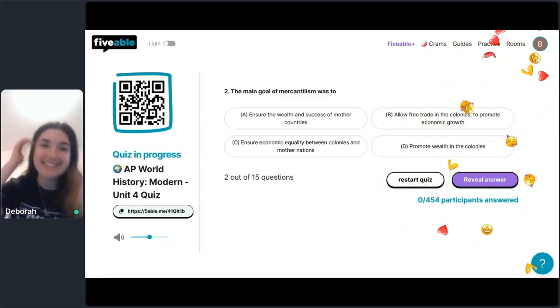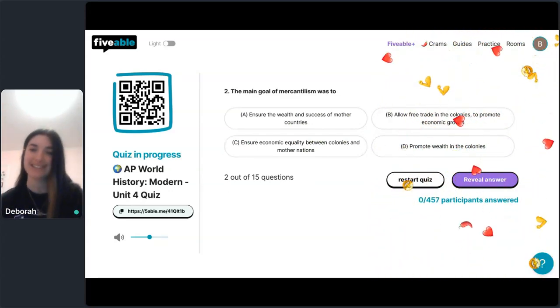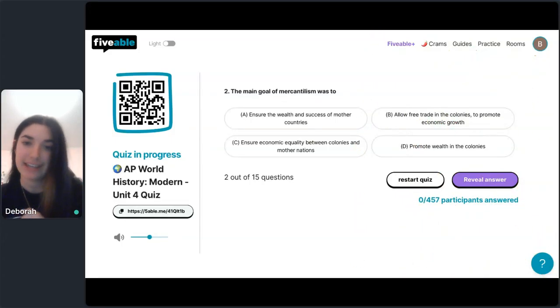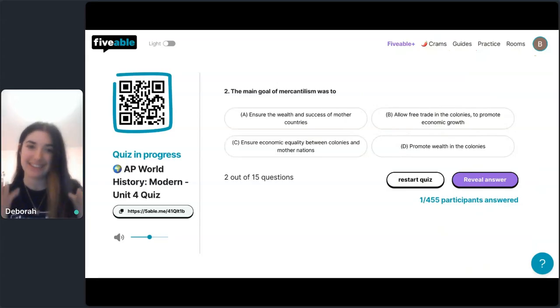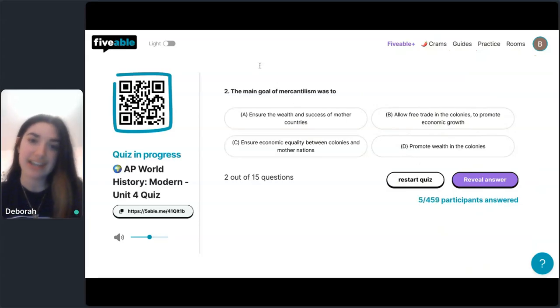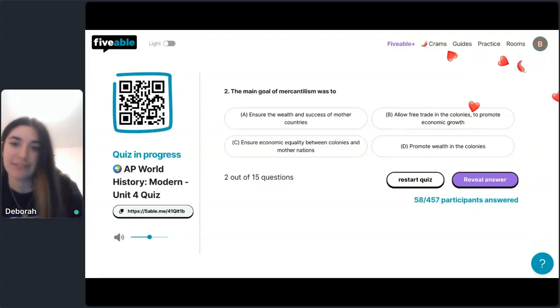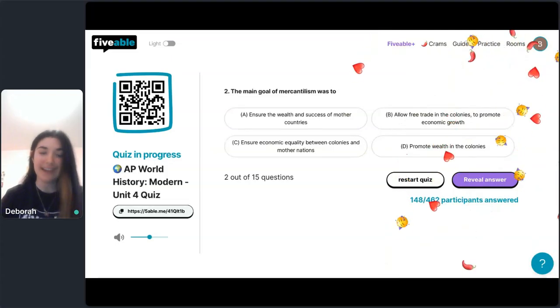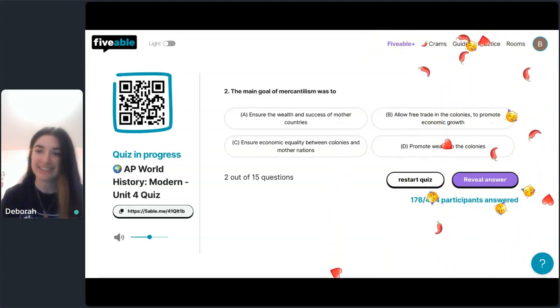Okay, next question. The main goal of mercantilism was to ensure the rights and success of mother countries. A. Allow free trade and promote economic growth. B. Ensure economic equality between colonies and mother nations. Or D. Promote wealth in colonies. All right, the responses are coming in.